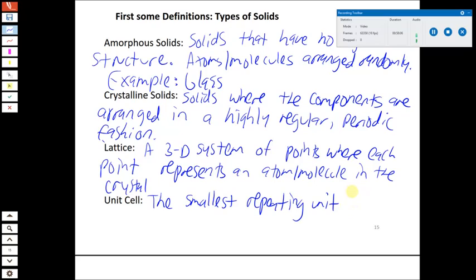So talking and writing at the same time, not going well today. So it's the smallest repeating unit in a crystal, and the lattice then is generated by taking the unit cell and translating it in all directions.